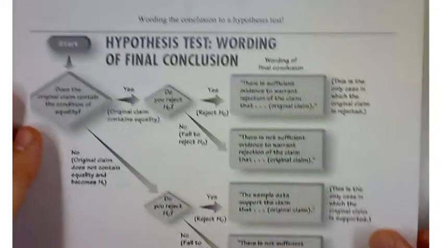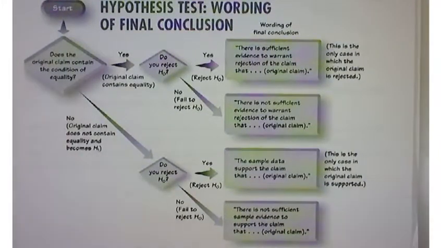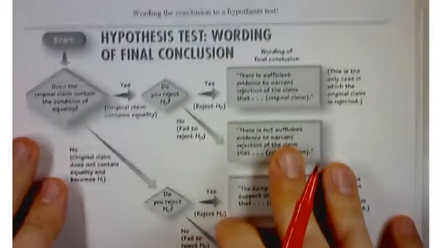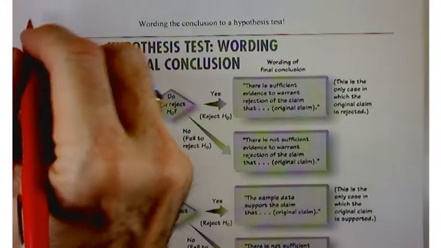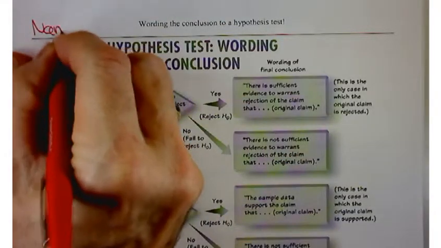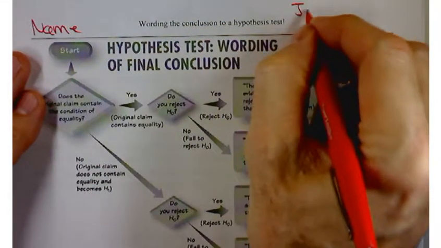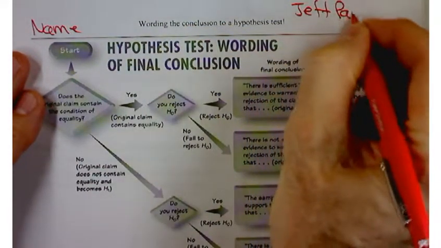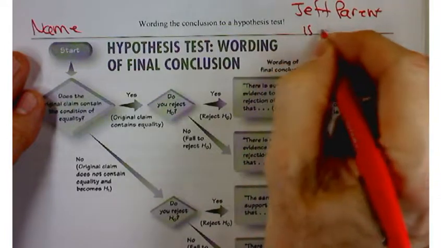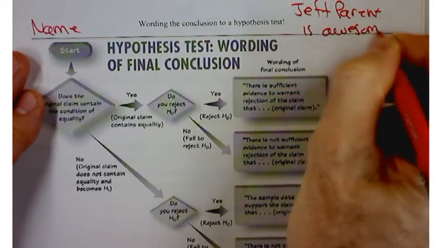And I'll give this to you. In fact, did I pass this out yet? No? Okay, let me pass it around. So there's a couple here, and then let me just pass it around there. Okay, so when you get this, I want you to do two things. In the upper left-hand corner, I want you to write your name. And the upper right-hand corner, I want you to write Jeff Parent is awesome. All right.